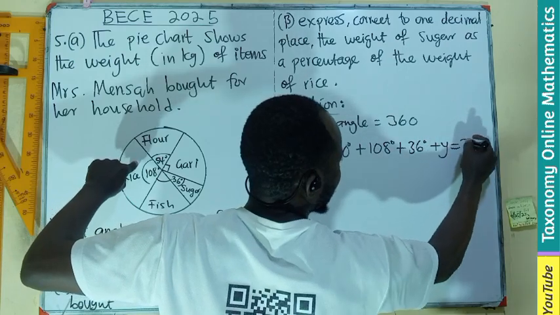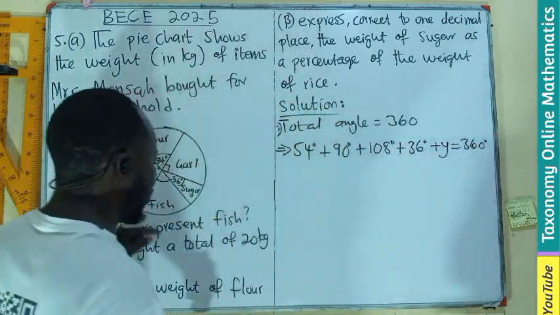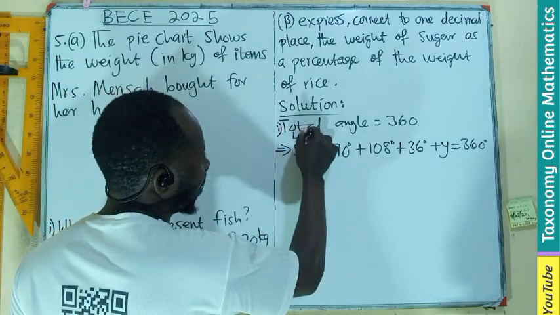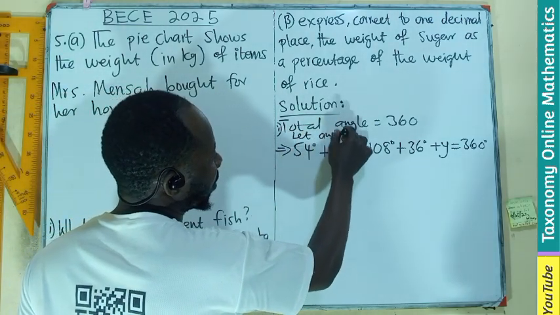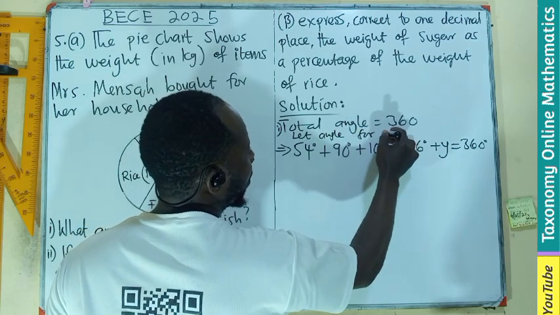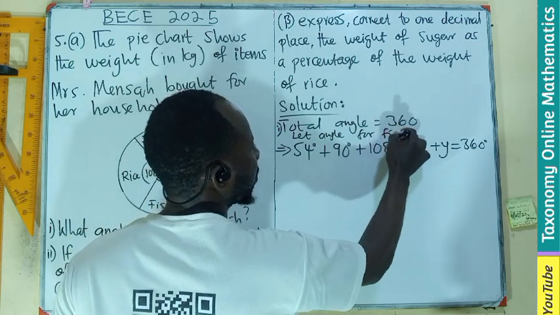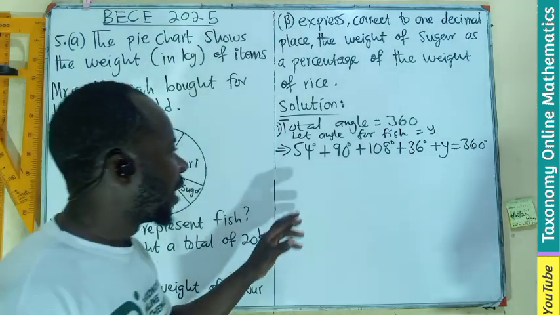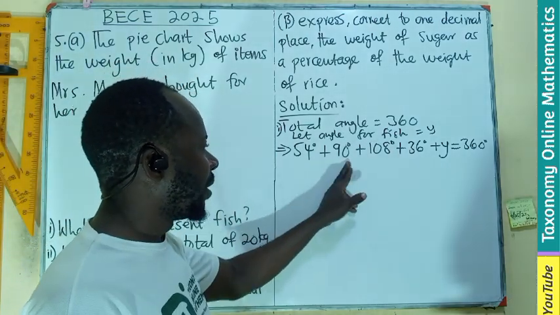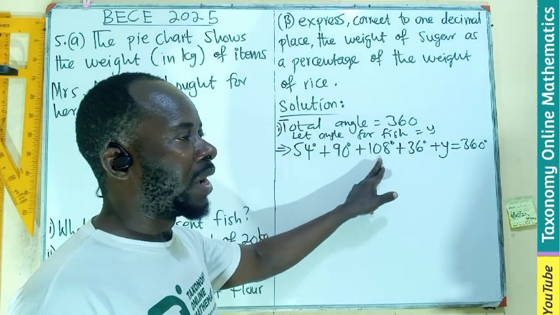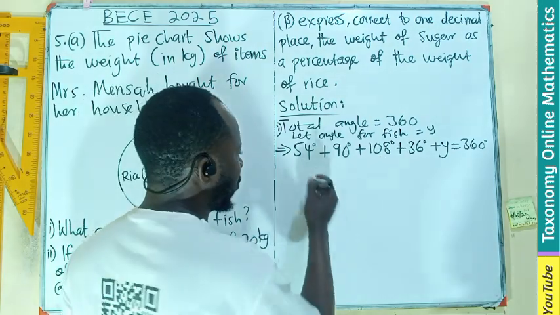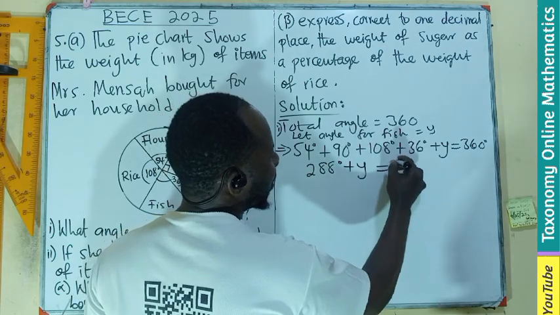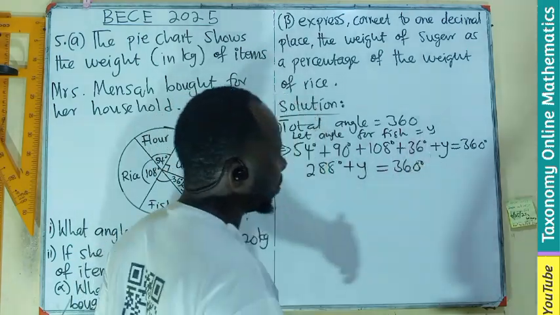plus y, if I let y be the angle for fish. So let the angle for fish equal y. I think that will make sense. So now let's add. This and this will be 90 plus 180, 288. So I should be having 288 degrees plus y equals 360 degrees.